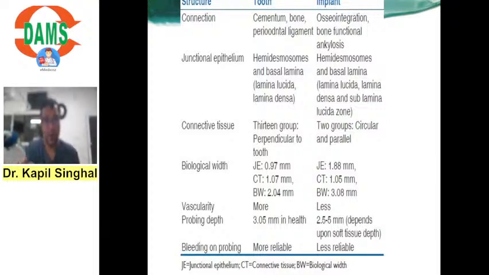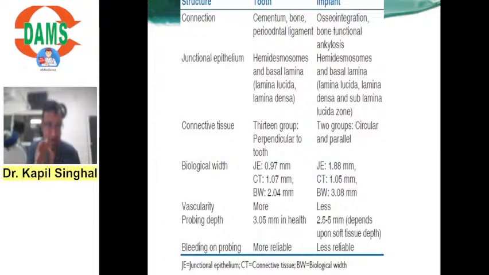Now the next important point, the gingival fibers. In connective tissue of a tooth, there are 13 groups of fibers. But in an implant, only 2 groups of fibers are present. Only circular and parallel. No other fibers are present in an implant.